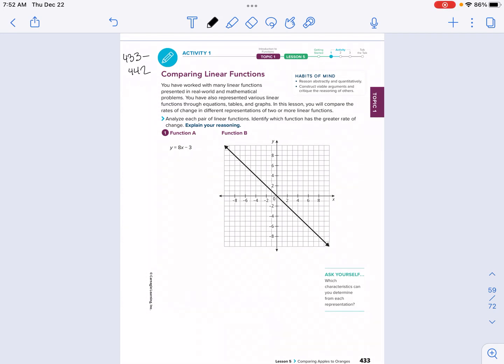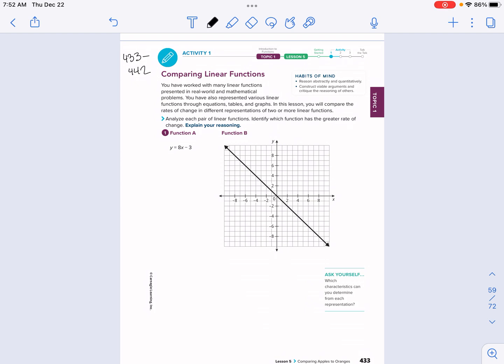All right, we are starting on page 433, and we're going to be working until 442. We'll be skipping some pages here and there. In this lesson, we're working on 3 activities plus a talk the talk. This is our last lesson in Module 3, Topic 1, so pretty soon we're going to be taking the Topic 1 test. But let's go and get started here.